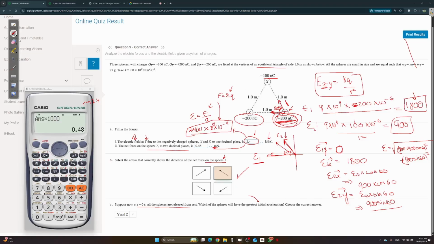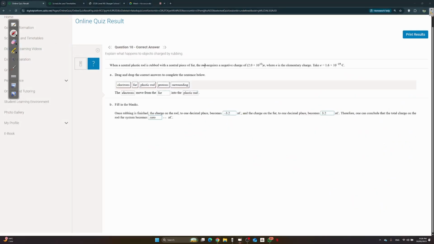Okay, that makes sense. Okay, when a neutral plastic rod is rubbed with a piece of fur, the rod acquires a negative charge of this, where E is the elementary charge. Okay, this E. Take E equals this. If the plastic is becoming negative, what's moving first? What moves, protons or electrons? Protons. Yeah, Zaid. I said electrons. Bro, stop. Lock in. It's electrons. They move from where to where? Now if the plastic is the one becoming negative, where are the electrons going?